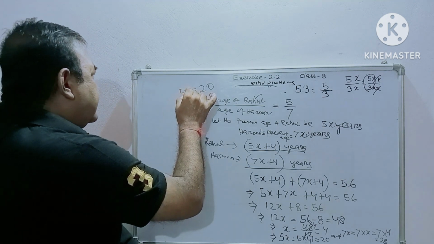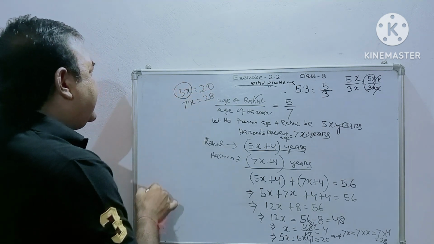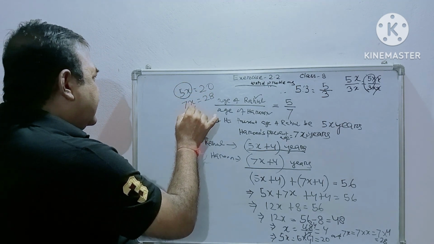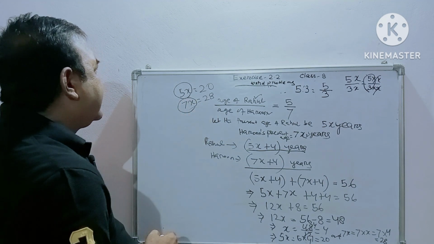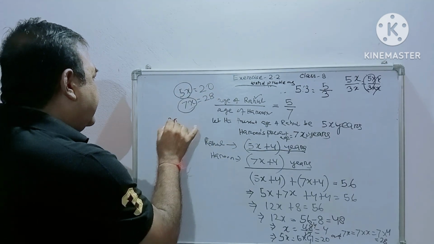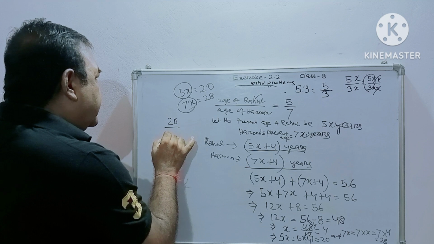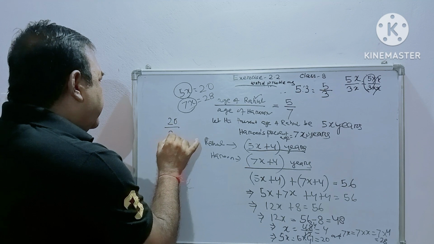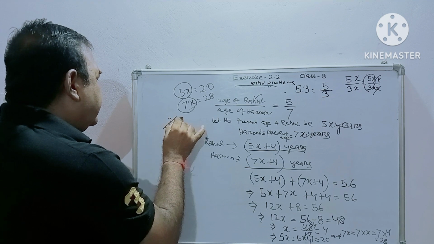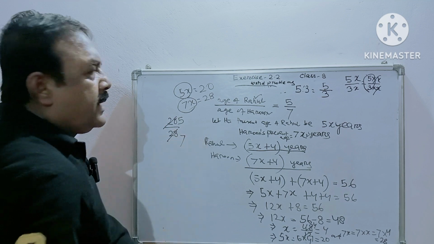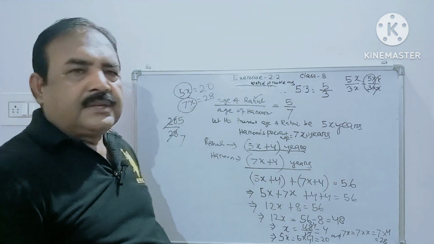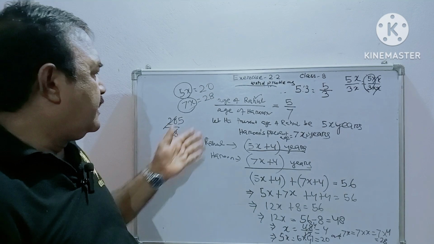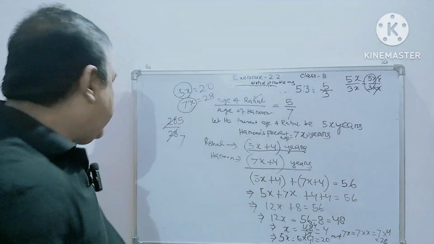So this was Rahul's age. This was Harun's age. You see their ratio 20 upon 28. So this is 5 upon 7 or 5 is to 7. So we check it. So in this way you will solve it.